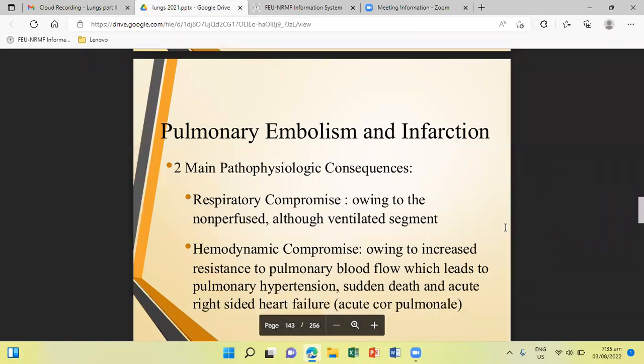The respiratory compromise, which is due to non-perfused, although ventilated, segments, and the hemodynamic compromise, which is due to increased resistance to pulmonary blood flow caused by the embolic obstruction. Sudden death may ensue, largely as a result of the blockage of blood flow through the lungs, and that may also be caused by acute right-sided heart failure or acute cor pulmonale.